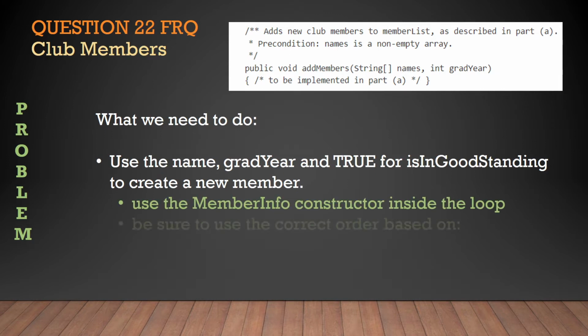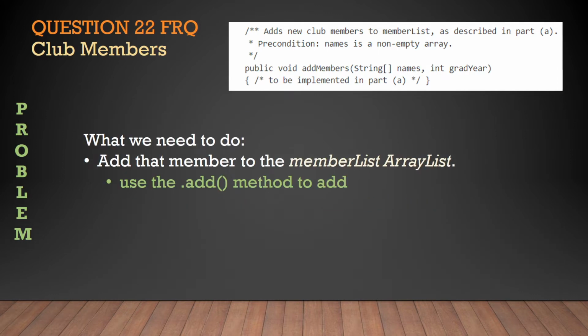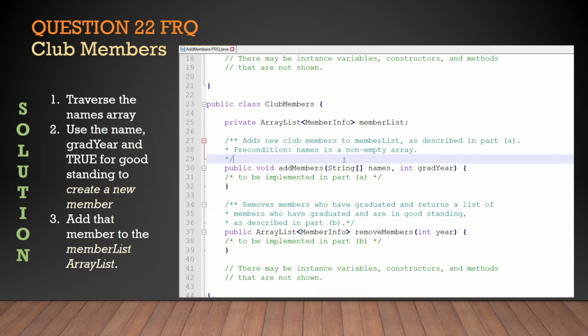Let's use the constructor. Let's make sure that we get the constructor correct. So there's a constructor for you. Use the name, then the grad year, then good standing. All right, so let's do that. Then once we've made the member, we can add that member to the main list of members. So here's our first thing.